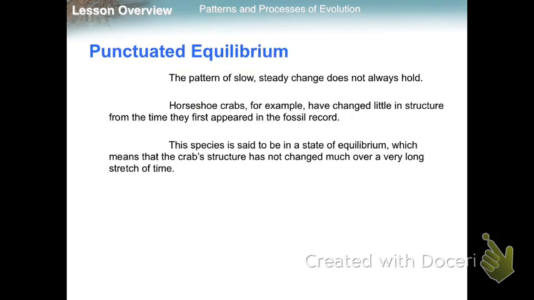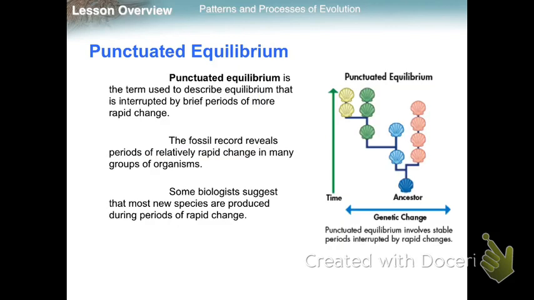The other school of thought is that slow, steady change does not always hold, that there's punctuated equilibrium. So the example here is horseshoe crabs. They've changed very little from how they look in the fossil record. So they call this a state of equilibrium. The crab's structure has not changed much over a very long stretch of time. Punctuated equilibrium is that equilibrium that's interrupted by brief periods of more rapid change.